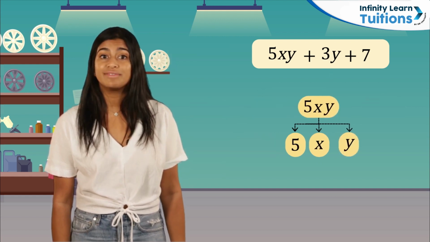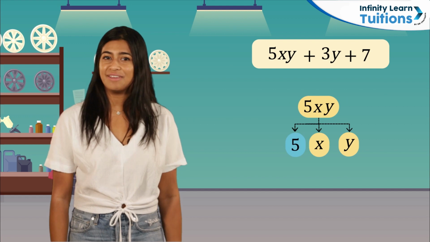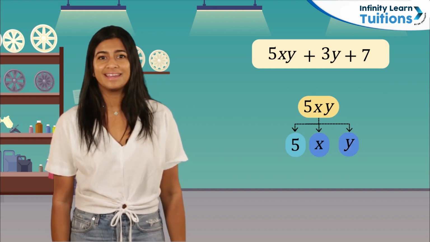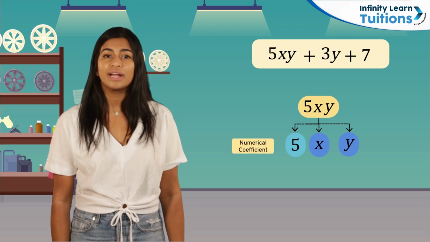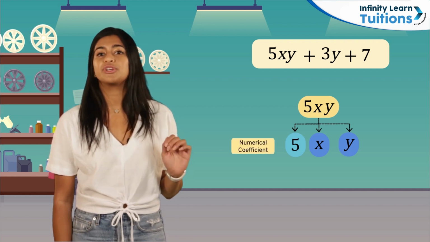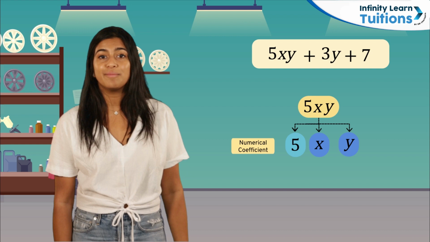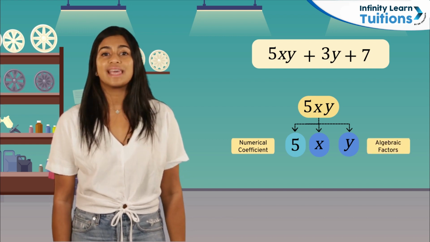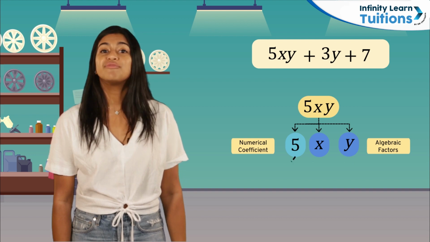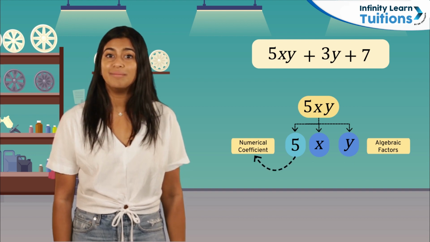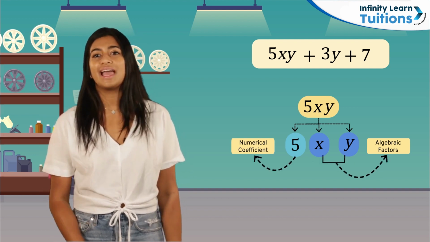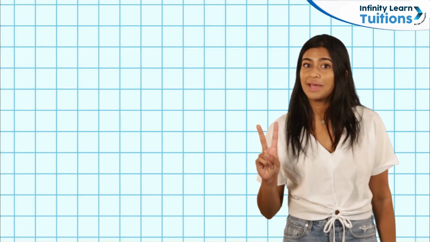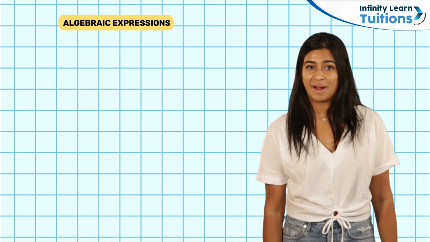We can see that one of these factors may be a number like 5, and the others could be variables like x and y. The number is called the numerical coefficient or just coefficient of the term, while the variables are called the algebraic factors. Hence, we can say that in 5xy, 5 is the coefficient of the term and x and y are the algebraic factors. Do you know there are two types of terms in an algebraic expression?